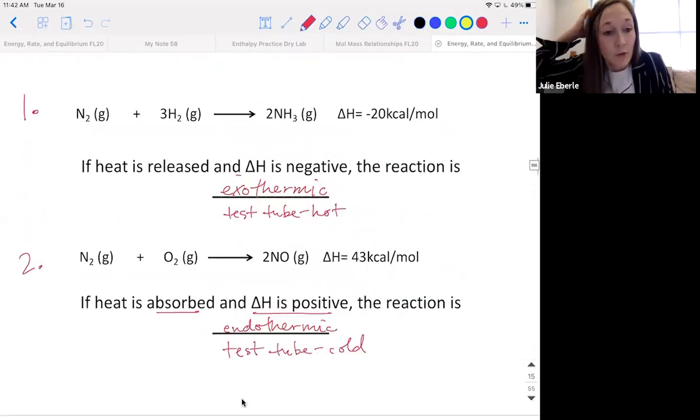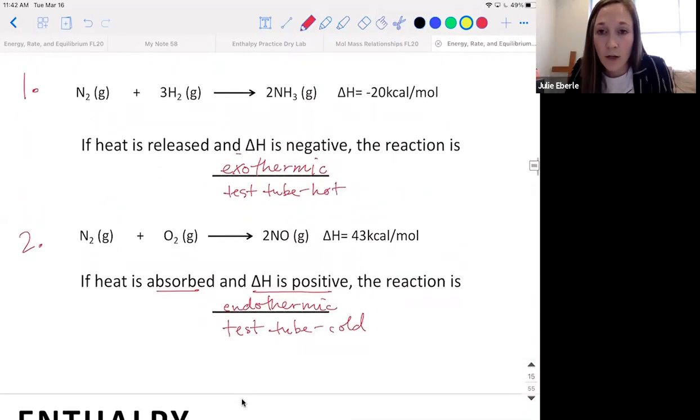Okay, so that's a little bit of a review. Remember the words endothermic, exothermic on your lab this week. You're going to be calculating a delta H and then it's going to ask you, is the reaction endothermic or exothermic? Okay, and you can just look at the sign. If it's negative, exo. If it's positive, it's endo.